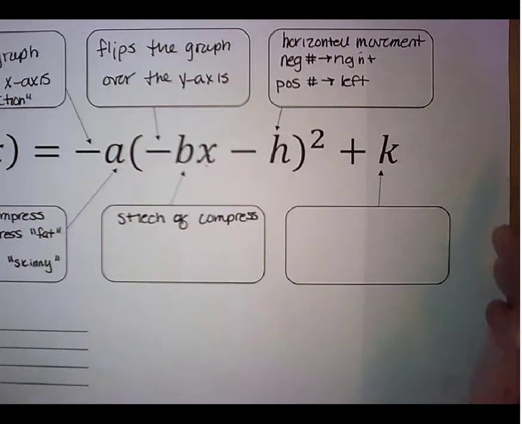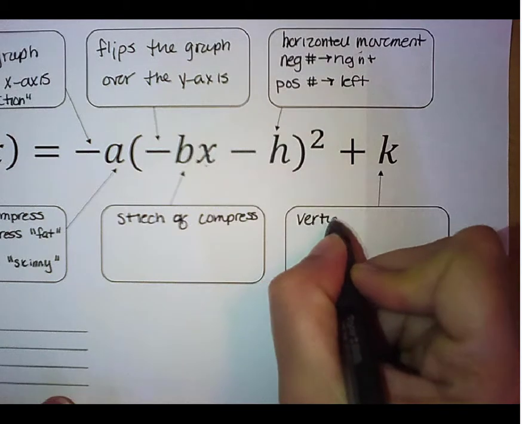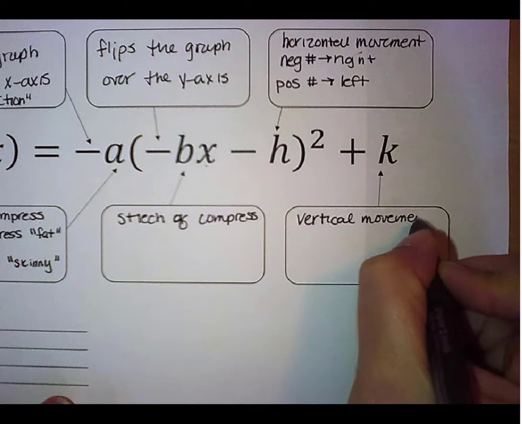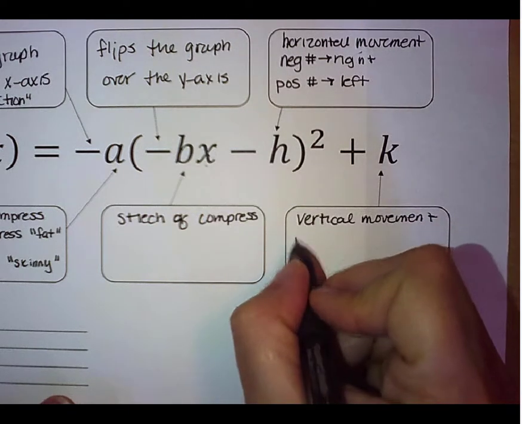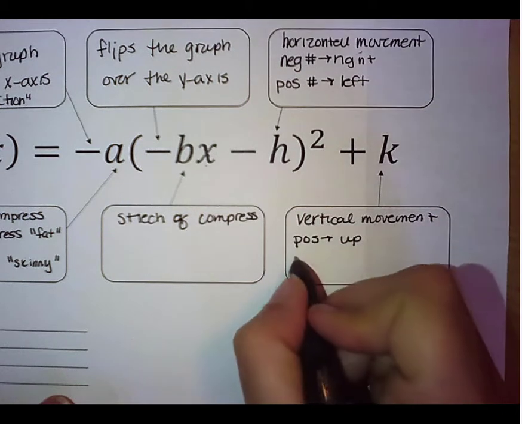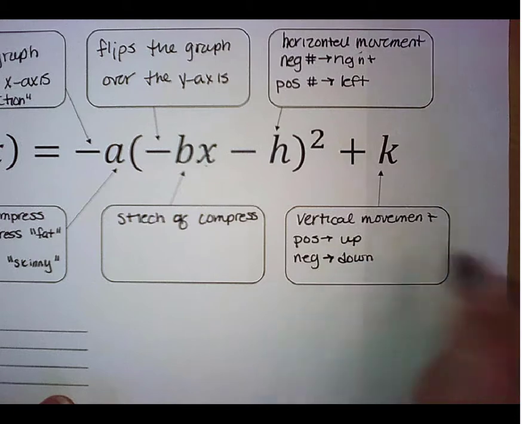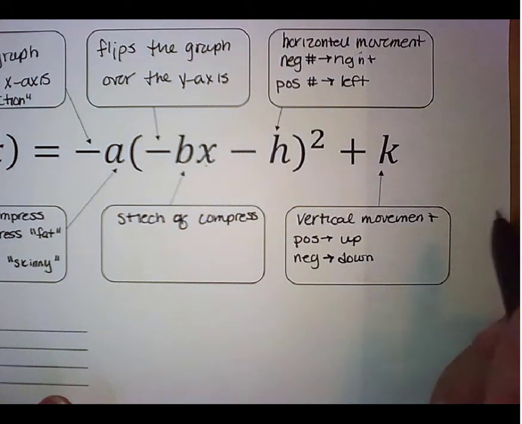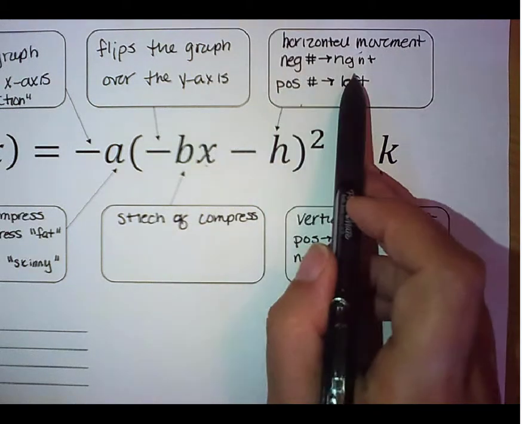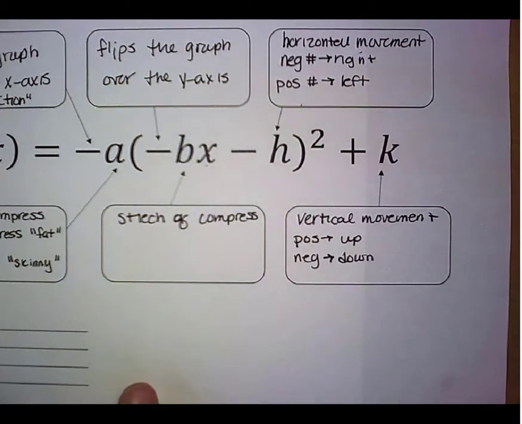And then our last number here, the k, this is a vertical movement. If k is positive, it does indeed move up, and if k is negative, it moves it down. So just like what you think it should do. The only thing that does it opposite is that horizontal movement, where if it's negative it goes right and if it's positive it goes left. Other than that, everything is what it seems to be.